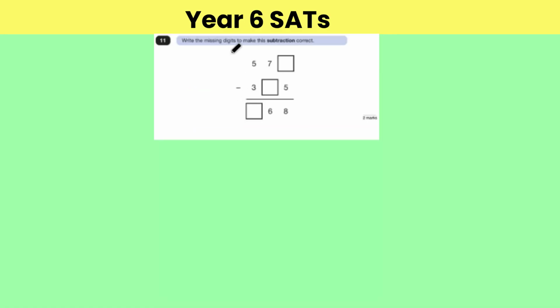Question 11, write the missing digits to make this subtraction correct. Okay, so in bold, subtraction, make sure you pay attention to the fact that it is a subtraction. Okay, here we have something subtract 5 is 8. So we can work backwards. 8 plus 5 is 13. Now we obviously can't write 13 in this box, but we can write the 3.